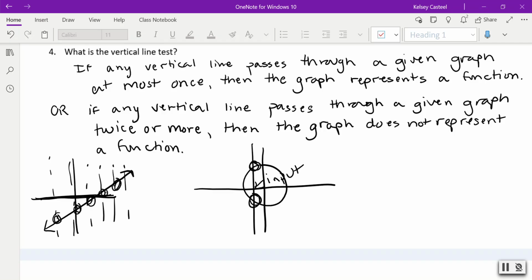So our linear function, the first one, is a function. It passes the vertical line test. The circle, however, does not pass because there are many examples of an input that has two different outputs.